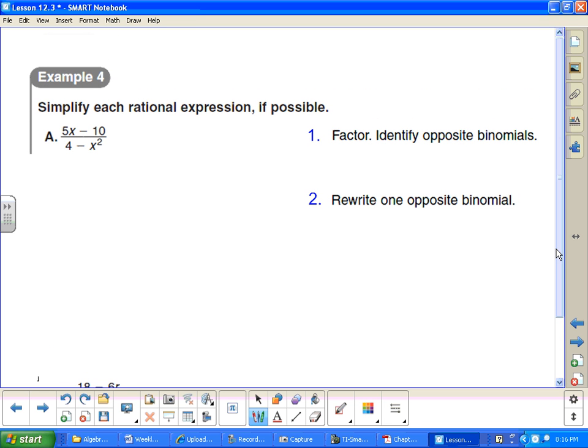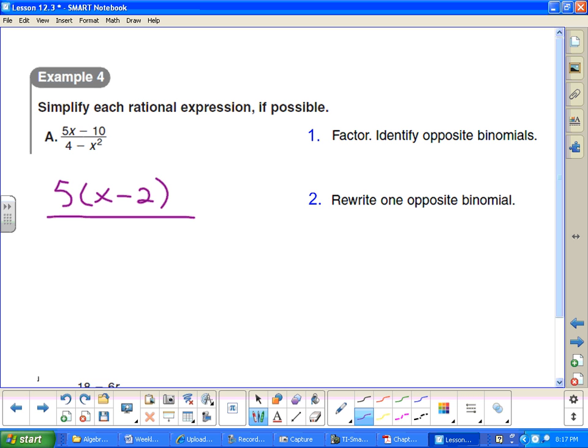So for instance, let's do our factoring. So it tells us, number 1, factor, identify opposite binomials. So we factor the numerator. What do 5x and 10 have in common? All right, they both have a 5 in common, so I have 5 times x minus 2. Now in the denominator, we have the difference of two squares. We have 4 minus x squared. Well, that's 2 minus x and 2 plus x.